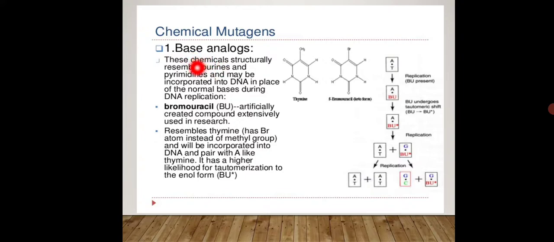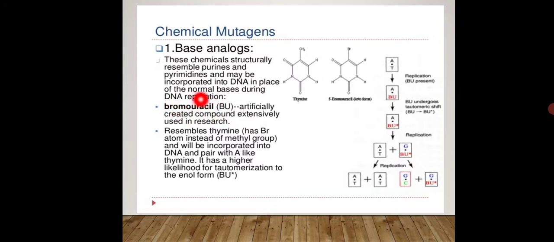So base analogues, what are these? We know that they have a similar molecular structure. Bromouracil is an artificially created compound used for research purposes. So what does it mimic, what does it copy? It resembles thymine. It has a bromine atom instead of a methyl group and will be incorporated into DNA, and it can pair with adenine like thymine.